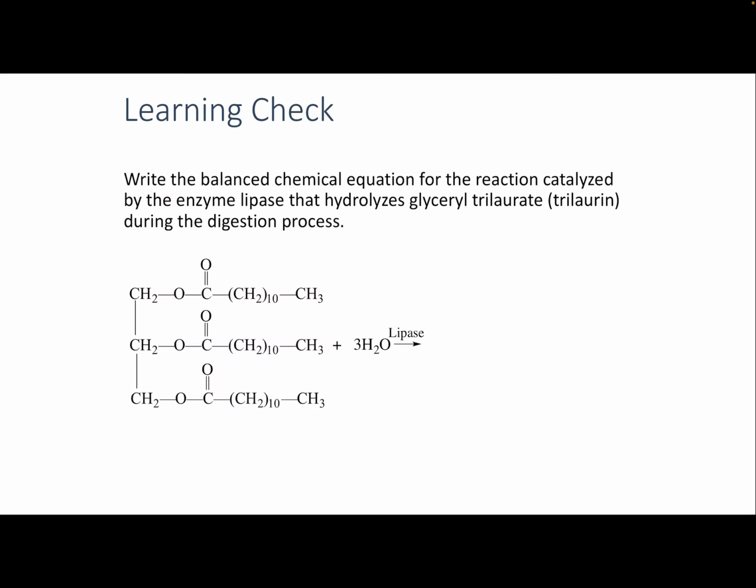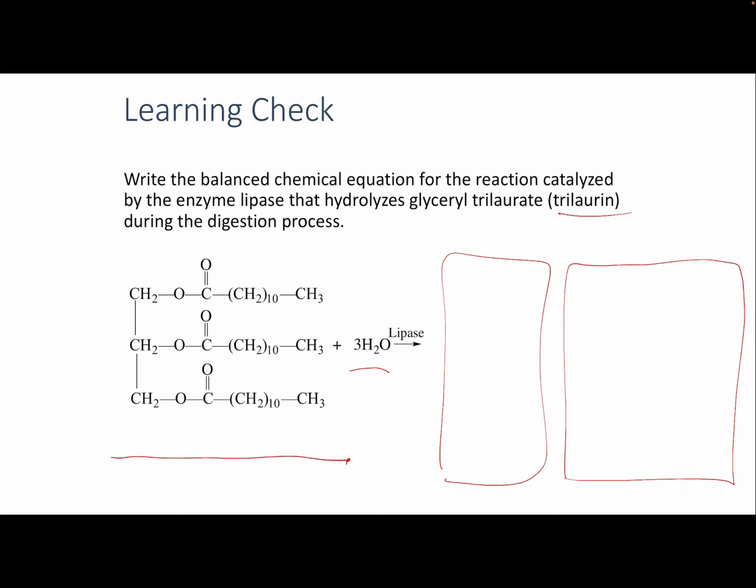All right, learning check. Write the balanced chemical equation for the reaction catalyzed by the enzyme lipase that hydrolyzes glyceryl trilaurate during the digestion process. So you've got the formula here. You don't have to look up lauric acid. This would be the balanced chemical equation. You start with the structure. You've got your waters. And now you're going to show the glycerol and the three fatty acids that we get from it.